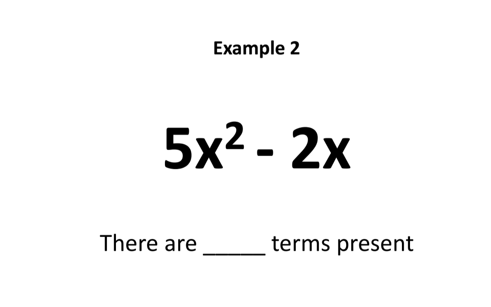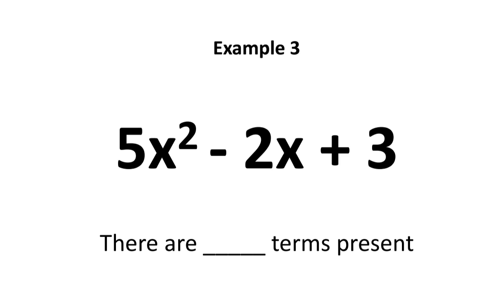In our second example, we have the expression 5x to the power of 2 subtract 2x. We want to know how many terms are present. This would be considered one term since it is a combination of a number and a variable. This would be another term since that is also a combination of a number and a variable. It is important to note that this term is negative 2x and not just 2x. Therefore, there are two terms present in this expression.